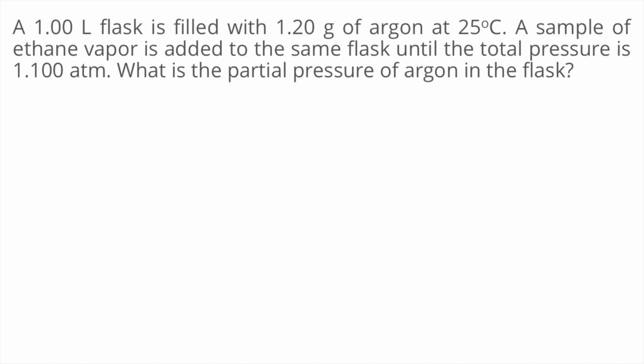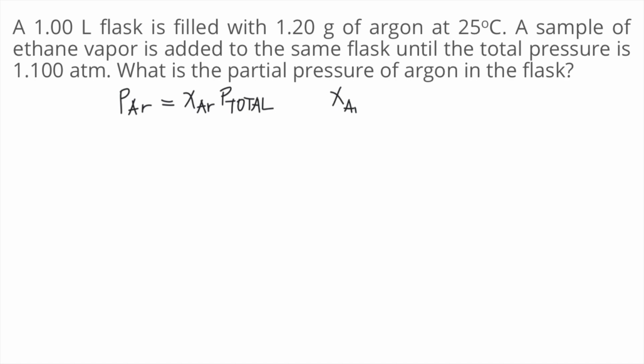So, to get the partial pressure of argon in the flask, we will use the formula. Partial pressure of argon is equal to the mole fraction of argon times the total pressure. Since the mole fraction of argon is not given in the problem, we need to solve first the mole fraction of argon.